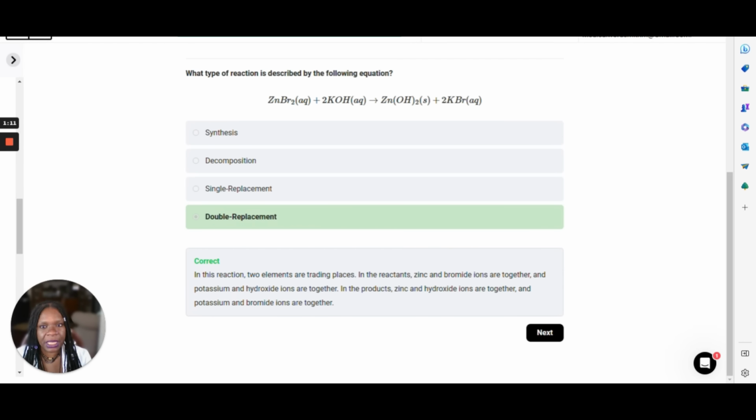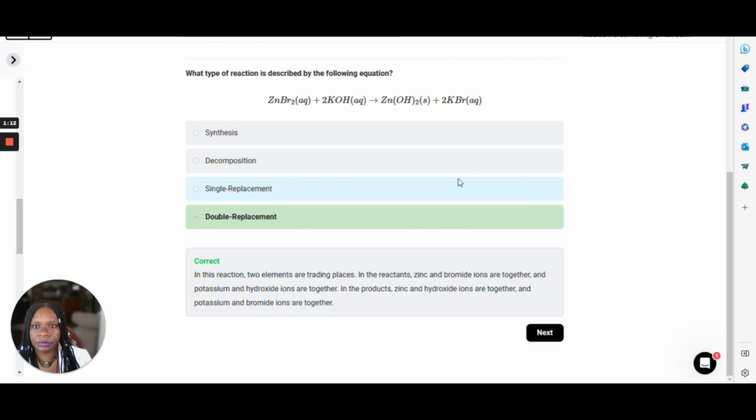In this particular equation, we have two elements that are trading places. In the reactants, you have zinc and bromide ions that are together, and you have potassium and hydroxide ions that are together. However, in the products of this equation, you end up with zinc and hydroxide ions together, as well as the potassium and bromide ions together. So this is going to be a double replacement reaction.